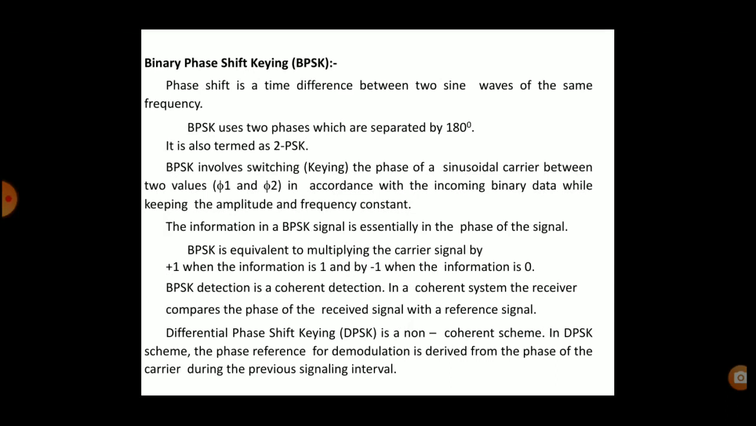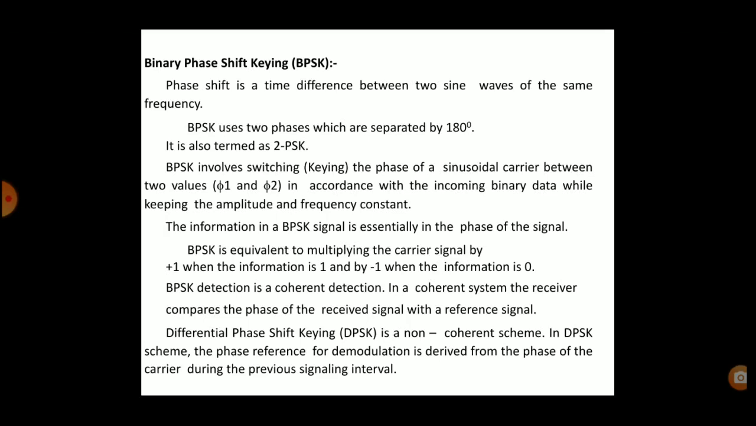Binary phase shift keying. Phase shift is the time difference between two sine waves of the same frequency. BPSK uses two phases which are separated by 180 degrees. It is also termed as 2PSK. BPSK involves switching the phase of a sinusoidal carrier between two values phi1 and phi2 in accordance with the incoming binary data, while keeping the amplitude and frequency constant.